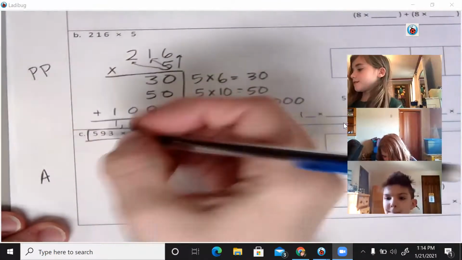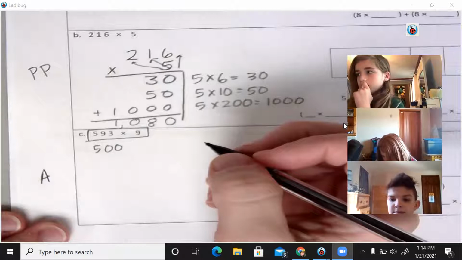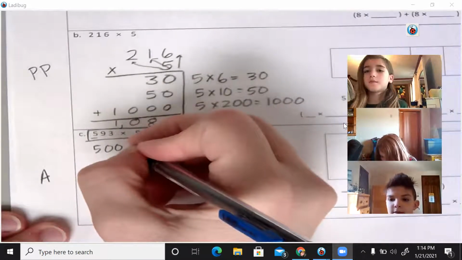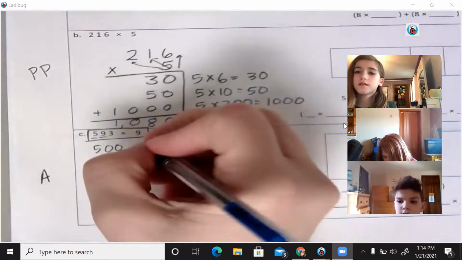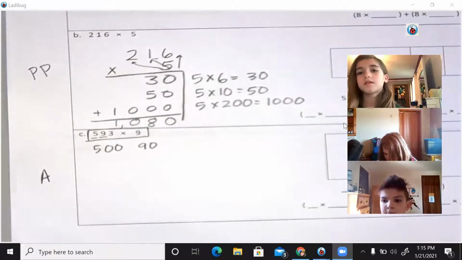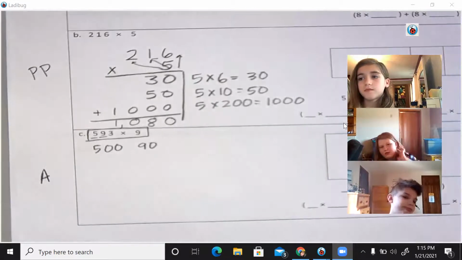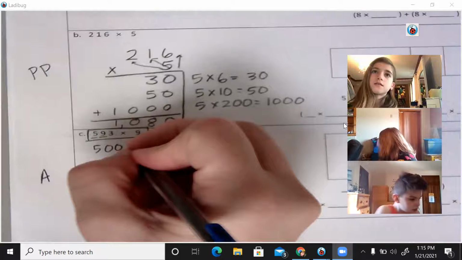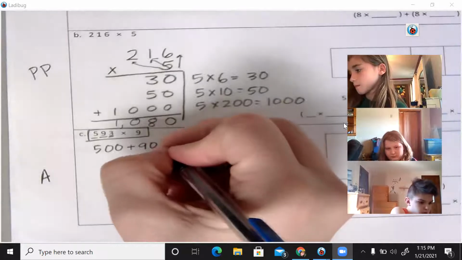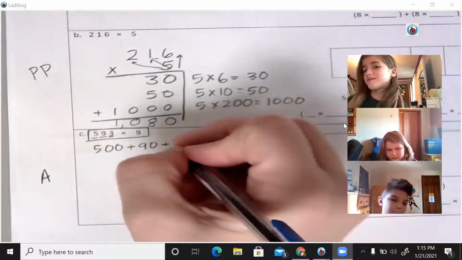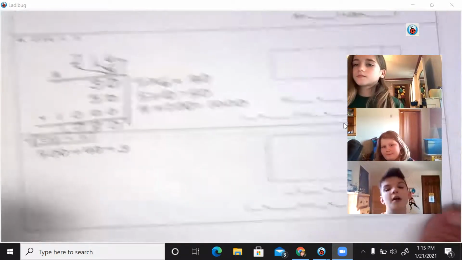Put the 500 down and then... So this then is worth 500. And then what's the value of the 90, put that down. Okay, but I don't just want to, what do I need? What's important? What goes in between these two values if we're putting them in expanded form? An addition sign. Yep. Okay, and then what's the value of this 3? 3. Good.